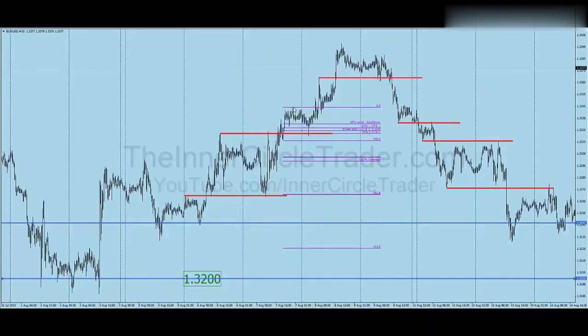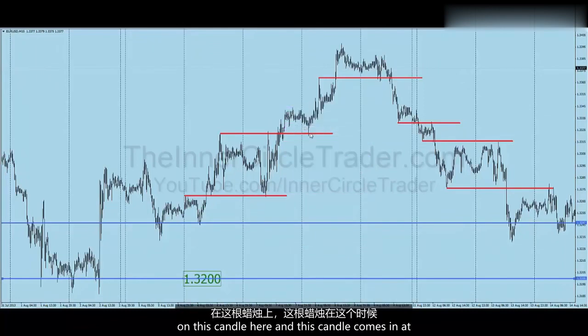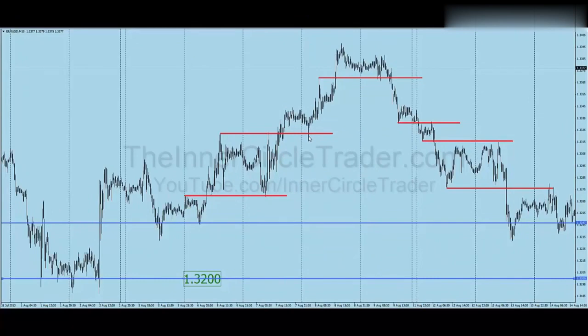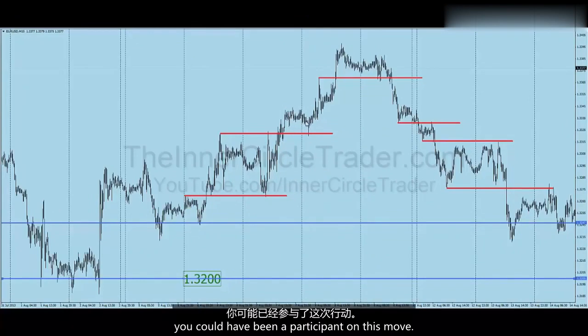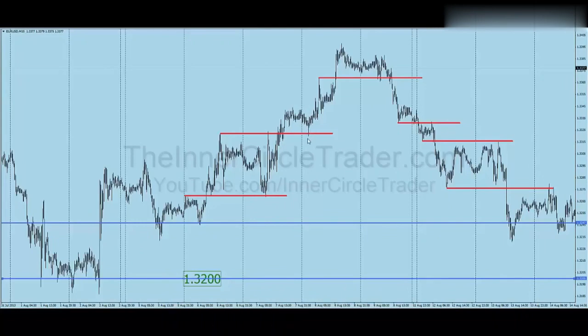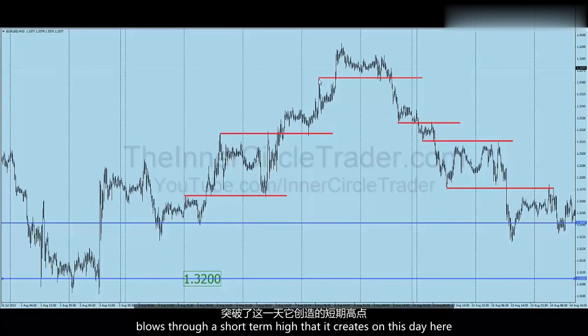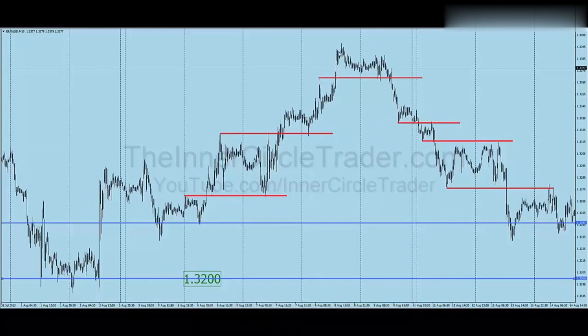Okay, so you could be a buyer on this candle here, and this candle comes in at 2:45 GMT. So you guys that work all day, you could have been a participant on this move. This is an Asia session trade. Price moves up, blows through a short-term high that it creates on this day here, and meets an otherwise unknown resistance level. Okay, do you see the facade here?